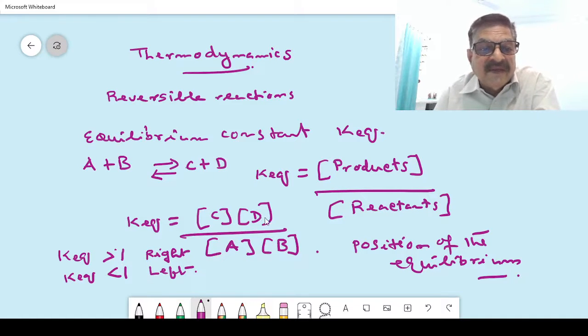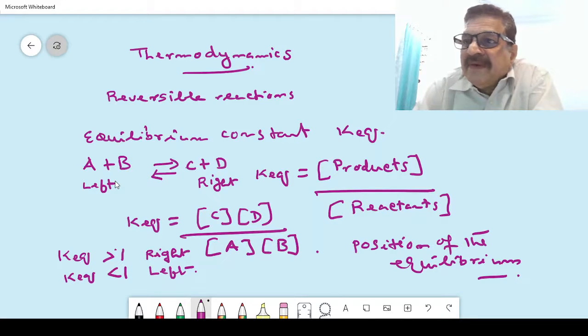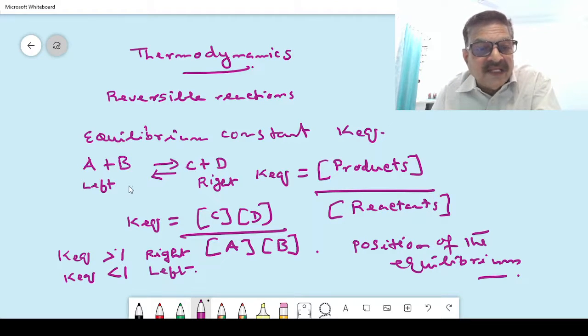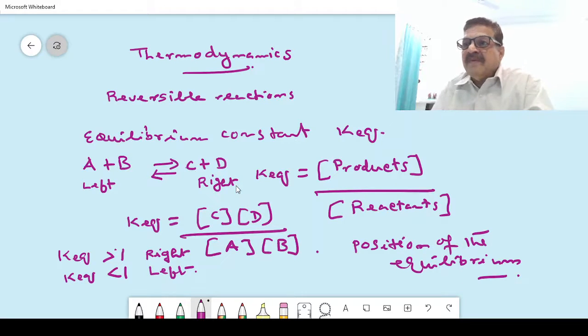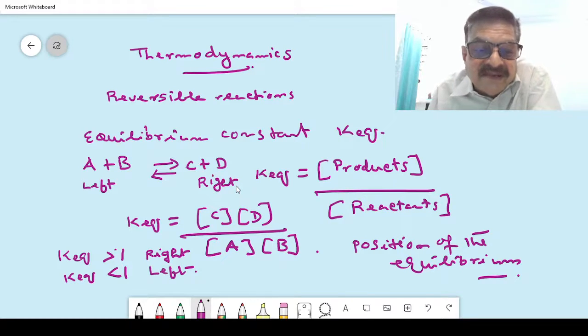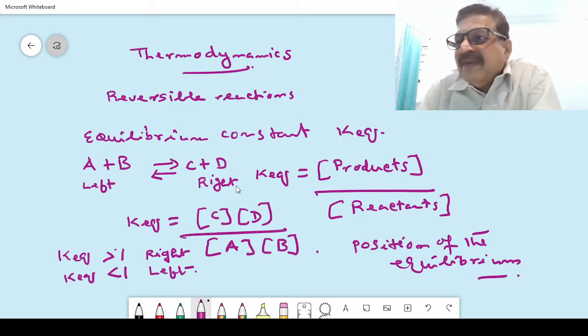In an equation, if you see, this is the right side and this is the left side. So the equilibrium lies to the left side means to the side of the reactants. Right side means to the side of the products here. Equilibrium lies to the right means equilibrium favors the formation of the products here. Correct? Now, when KEQ is less than 1, what happens? Equilibrium favors the starting materials here, and it lies to the left side.